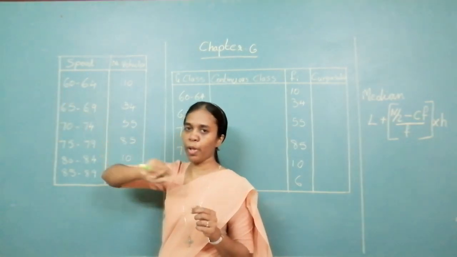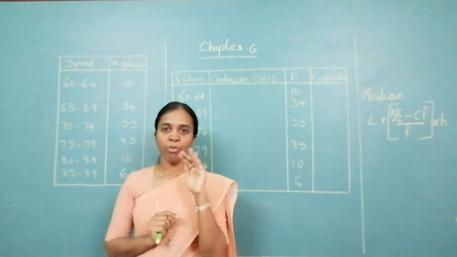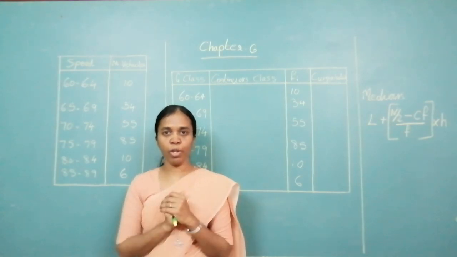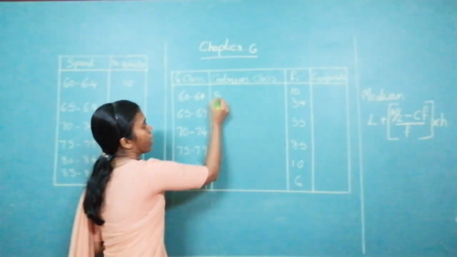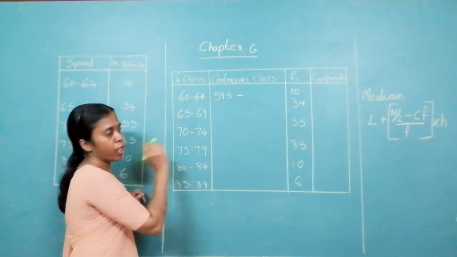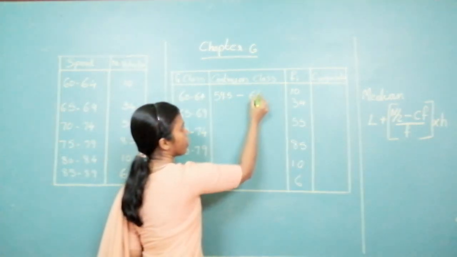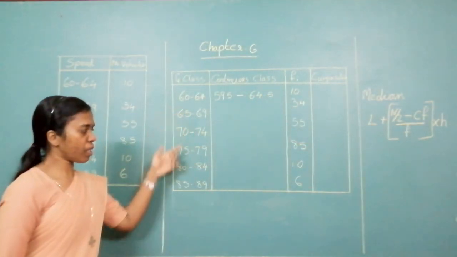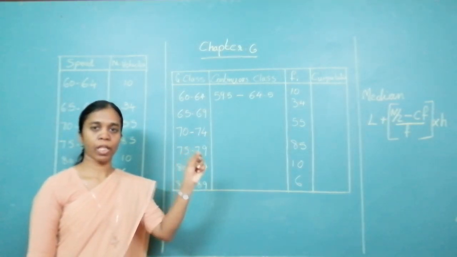60 minus 0.5. How much do you get? 59.5. 59.5 plus 0.5 gives you 60, so just take out 0.5 from there. So we will get the continuous class as 59.5 to, for the upper limit, add 0.5. So 64 becomes 64.5. When the class interval is not continuous, we have to make it continuous.